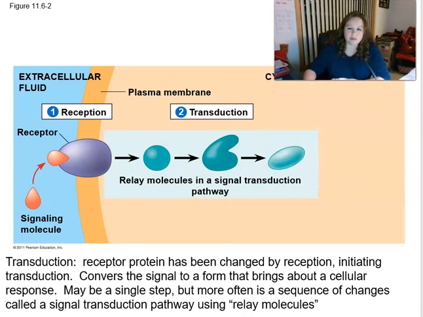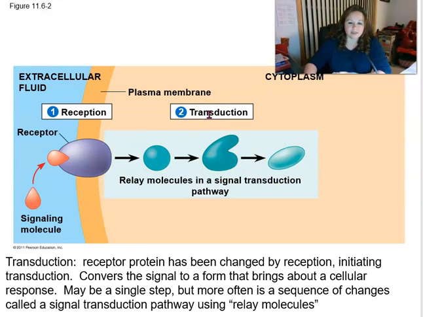All right, number 2, transduction. Now that our receptor protein has received the signal, often that causes the receptor protein to change shape, which then initiates transduction. This converts the signal to a form that brings about a cellular response. Whatever happens here in transduction, it might be just one step, and it could be a number of steps, like you see this signal, these chemicals changing form from one thing to the next until we get to our final thing. Again, these are called relay molecules that are in the sequence of changes here in transduction.